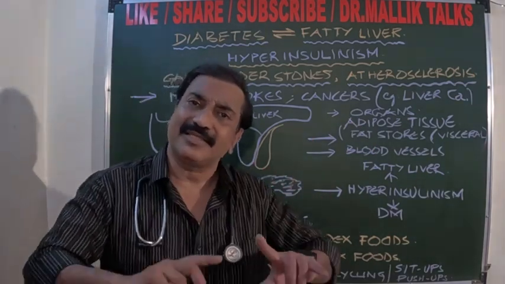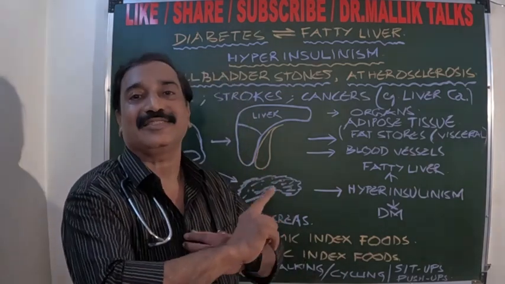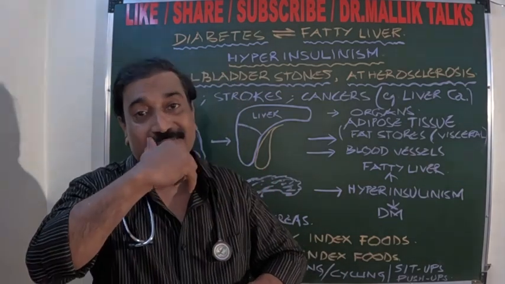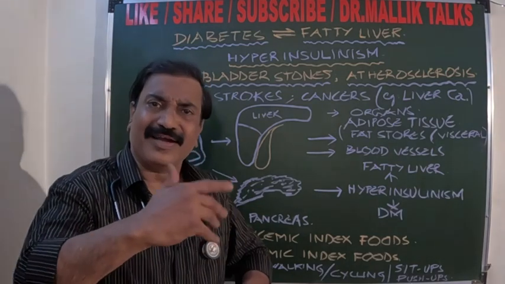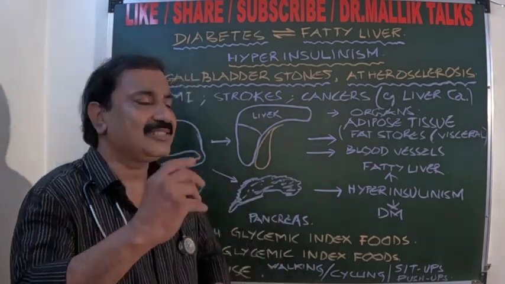Not only liver cancer, other organs' cancer, everywhere cancer is also related to fatty liver, because the fat is getting deposited everywhere, and it is destroying the tissues.